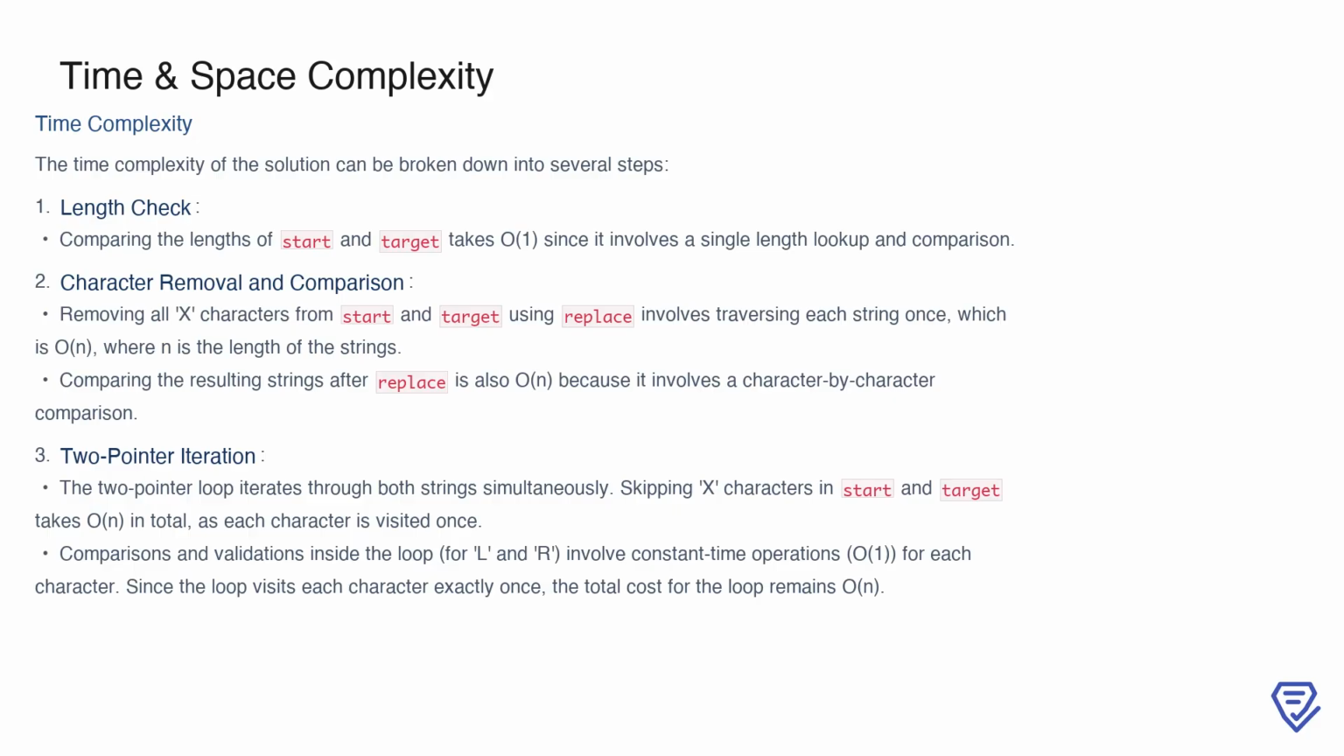Finally, we have the two-pointer iteration, which processes both strings simultaneously. Each character is visited exactly once as we skip over x characters and validate positions of L and R. Since each operation inside the loop is constant time, the total cost remains O(n) for this step.